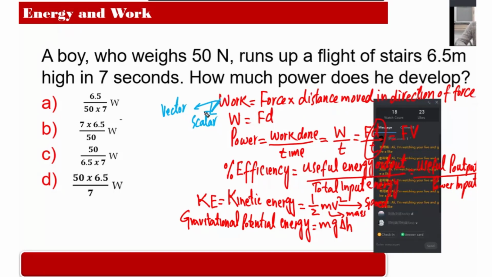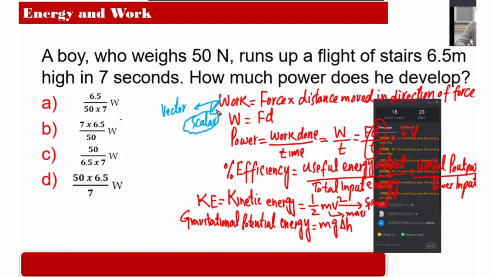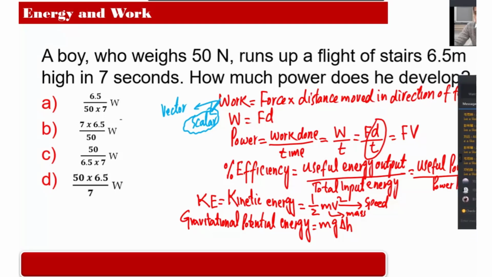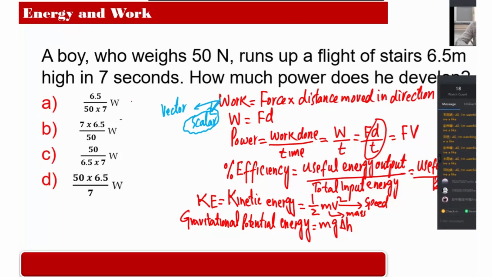Okay, work is a scalar. Please, you need to understand work is scalar. Work is not a vector, because it has no direction. Excellent. So it is scalar. That's the reason it is scalar.